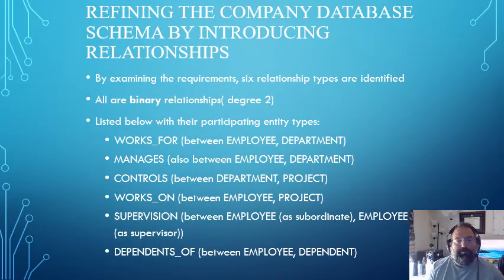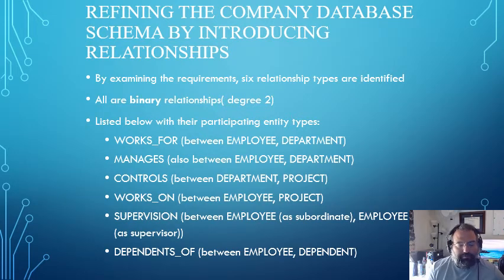Continuing with relationships, refining the company database schema by introducing relationships. By examining the requirements, 6 relationship types are identified. All are binary, which is going to be common. They are listed below with their participating entity types. Works for: employees work for departments. Manages: employees manage departments. Controls: departments control projects. And works on: employees work on projects.